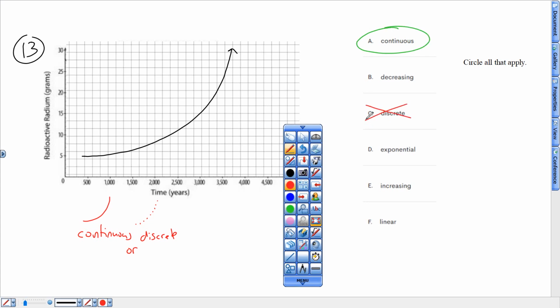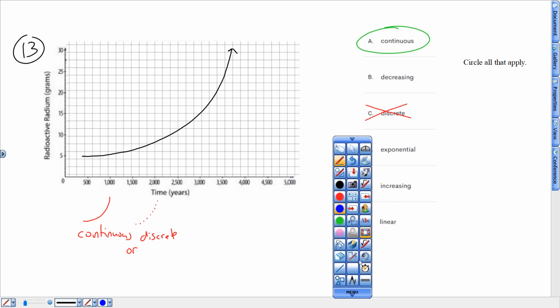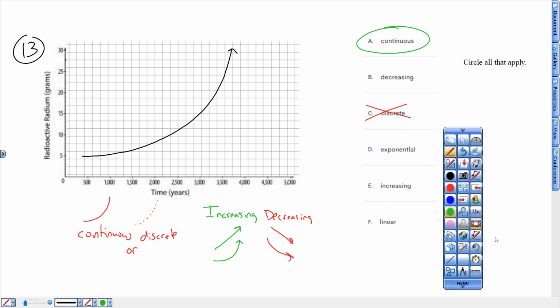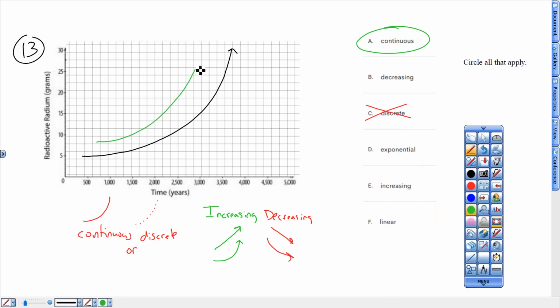All right, next category. How about increasing or decreasing? Increasing is going uphill from left to right, whether it be curved or straight. Or is it decreasing, going downhill from left to right, whether it be straight or curving? I could see this one clearly going uphill. That would be increasing, not decreasing.